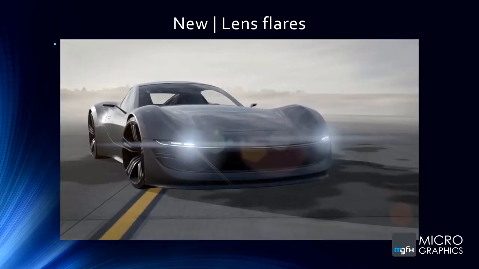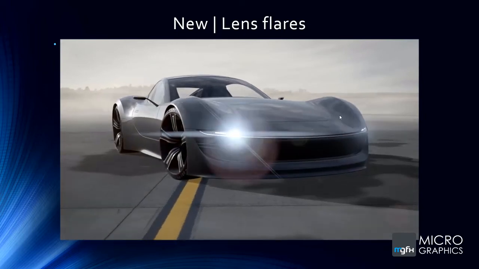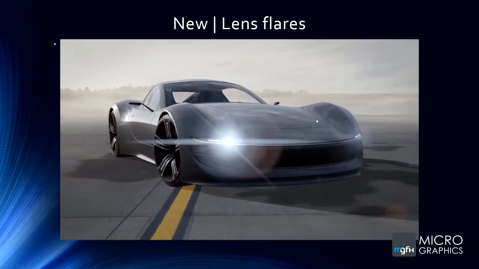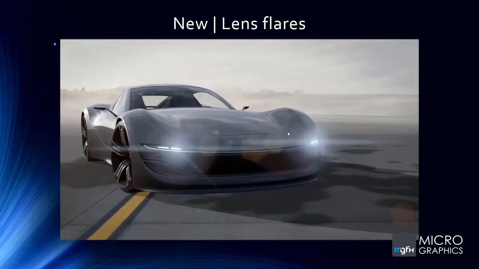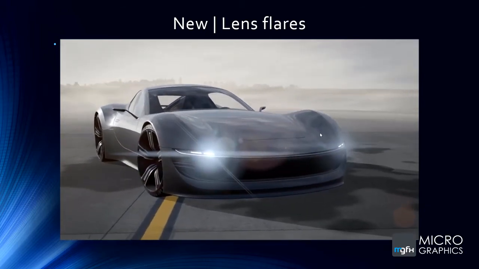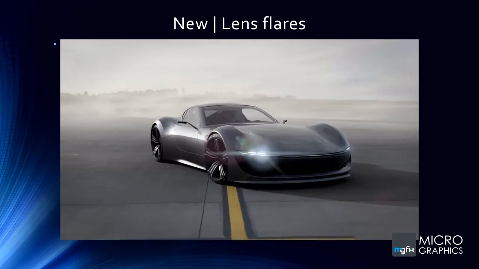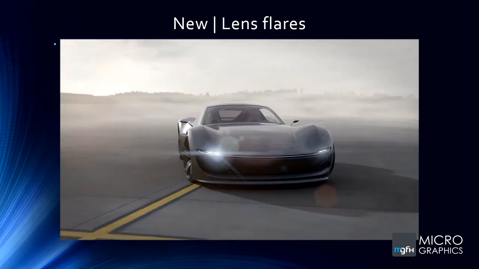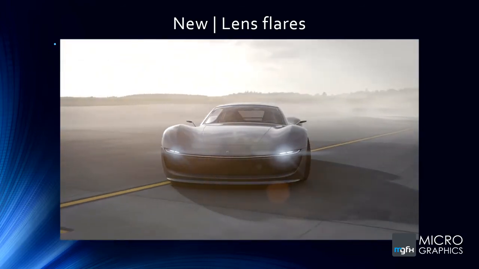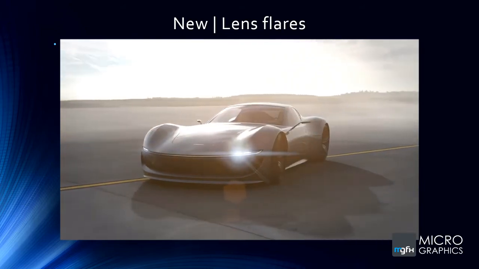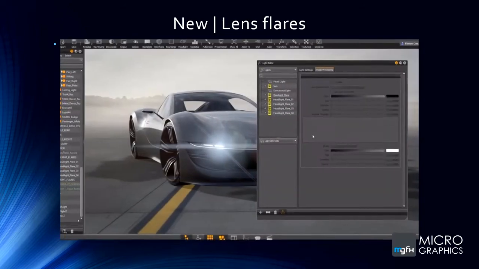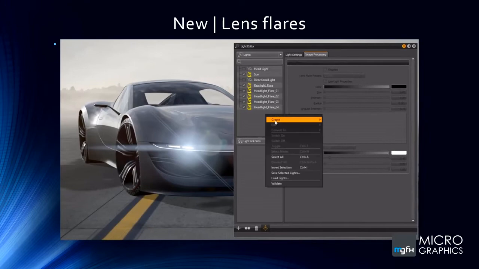In VRed 2019 we can now apply lens flares to lights. So a light can now cause lens flare, as can be seen in the viewport. The cool thing about this is that these lens flares are working in both ray tracing and OpenGL. To create a lens flare effect on a light, open the light editor and create a point or a spotlight.